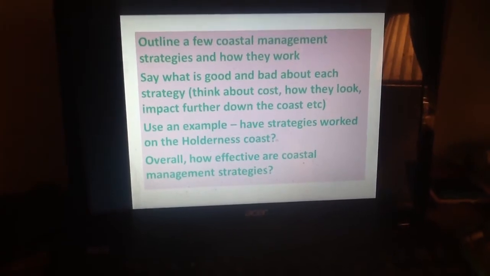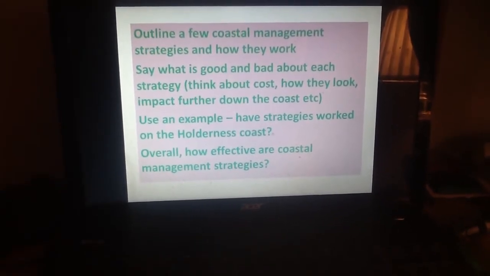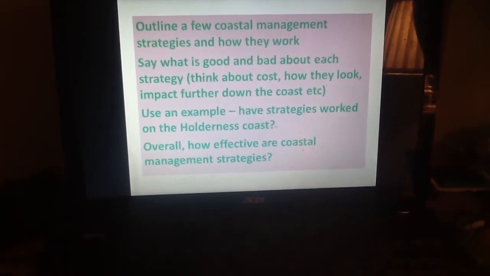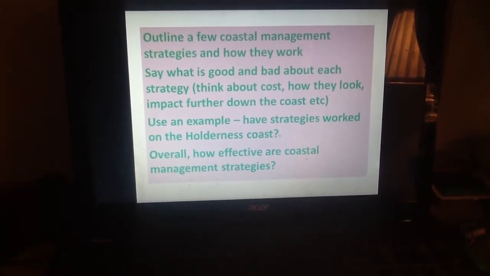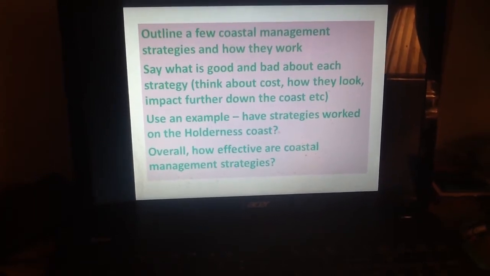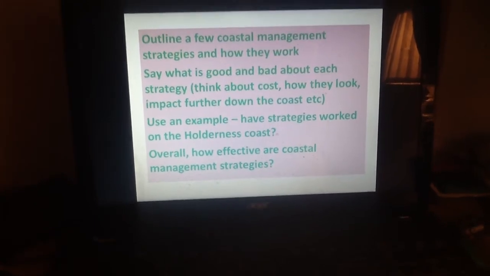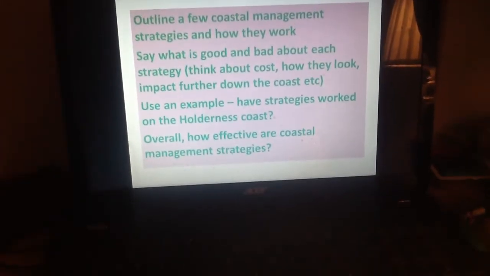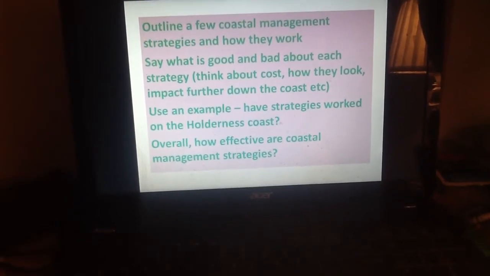I'd start off by saying some of the different strategies you can think of and how they actually work. I'd say what's good and bad about each one. So you might think about how expensive they are, how they look, what impact they might have further down the coast. And I'd use the example, the Holderness Coast. What have they done there, and has it been successful or not? And then overall, do you think that strategies to protect the coast are effective or not?